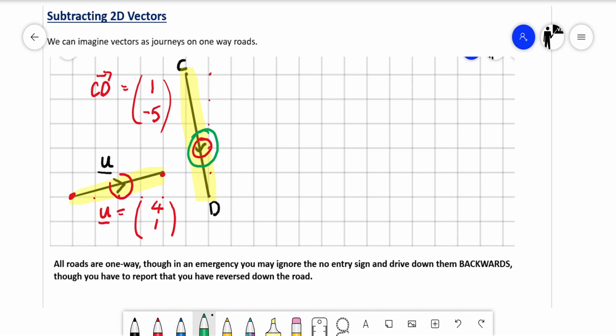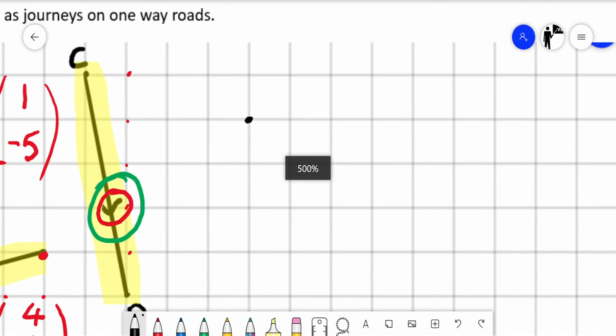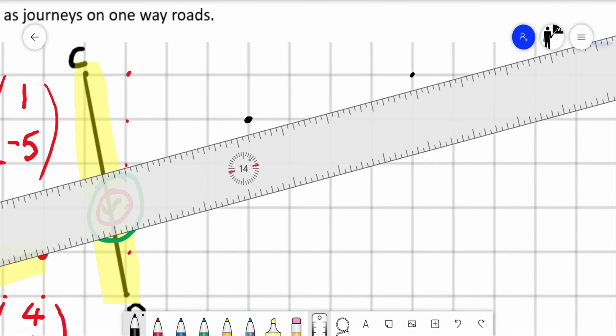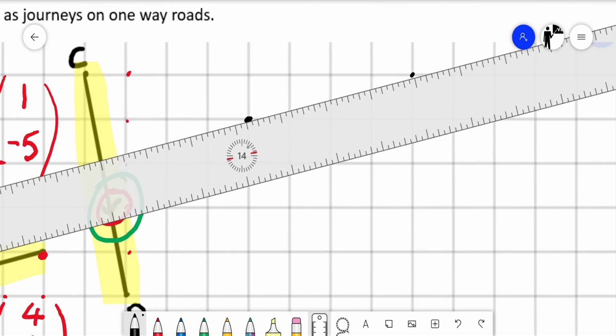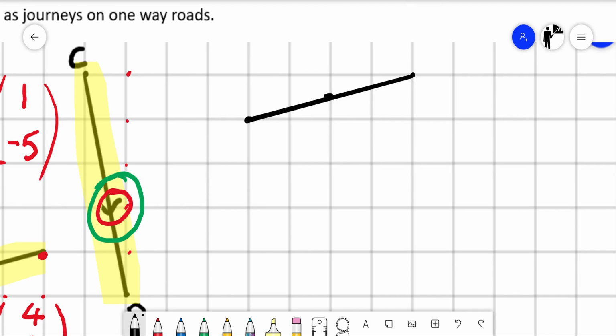So if we have a look at this vector u here, what's the vector u? It's 4, 1. I'm just going to draw it again over here. So I went along 1, 2, 3, 4 and up 1. I'm just drawing that using my ruler. So here is the vector u.